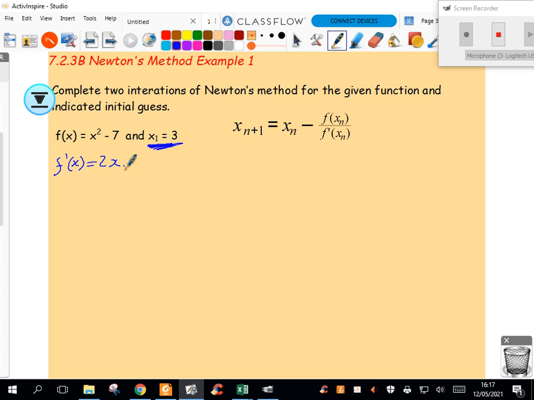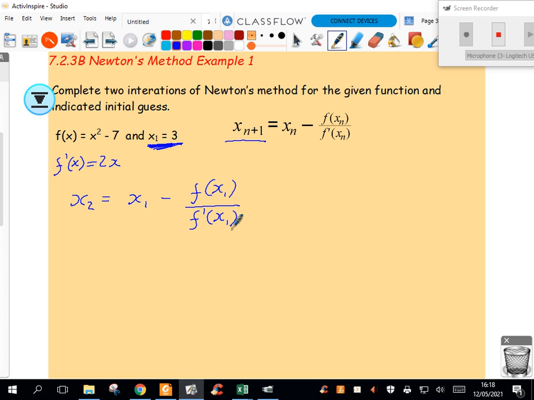My first guess, x sub 1, is 3. What we're going to do now is find x sub 2. Notice if the index is 2, that means n plus 1 is 2, so n is 1. So this will be x sub 1 minus f of x sub 1 divided by f prime of x sub 1. This is what Newton's method says.